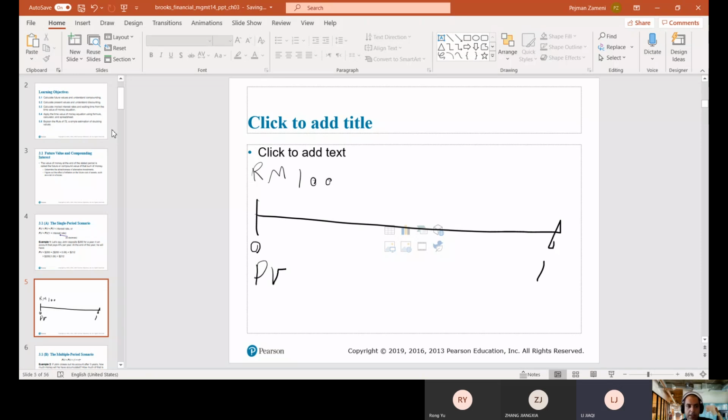1 means year 1. It means that I want to take a value from the present time to the future time. If I invest 100 ringgit right now, how much will this money grow after a year? How much will I have in 1 year's time, or how much is its future value? Are we okay up to here? Yes. Okay.